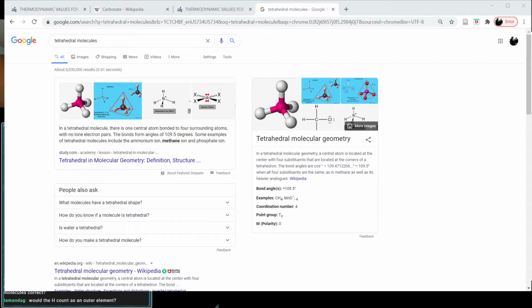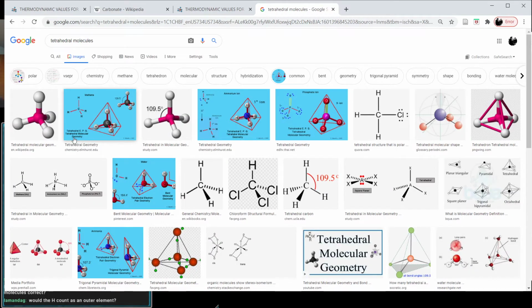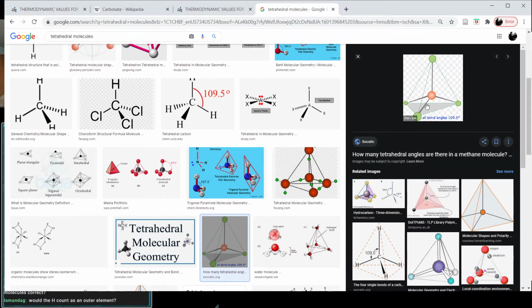And we're going to see, let's see if we have some good examples of these. So yeah, this is kind of what it looks like in 3D. Oh, here's one I like. So you can see here we have our central atom in the middle, and three of those atoms are pointed down, and one of them is going to be pointed up. So they're not a square, like you might think, but they form this fancy shape called a tetrahedron.